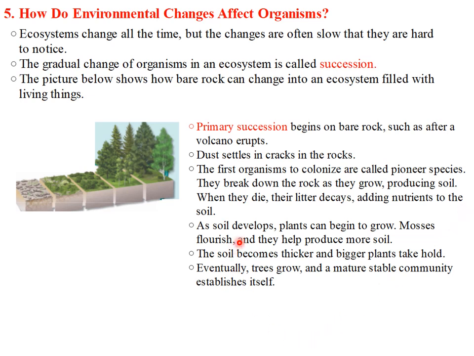As soil develops, plants can begin to grow, mosses flourish, and they help produce more soil. The soil becomes thicker and bigger plants take hold. Eventually, trees grow and a mature, stable community establishes itself.